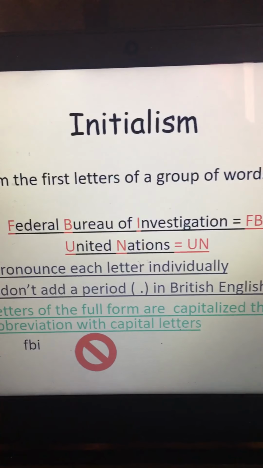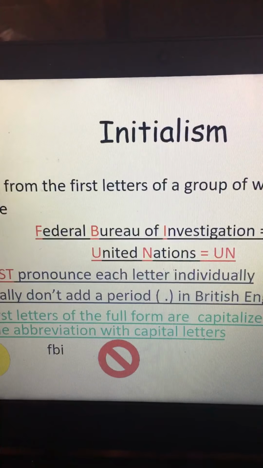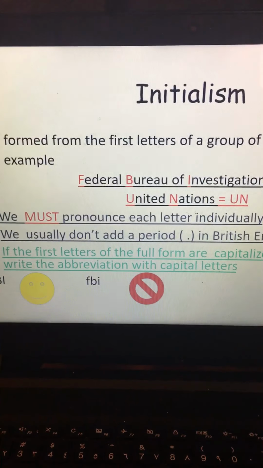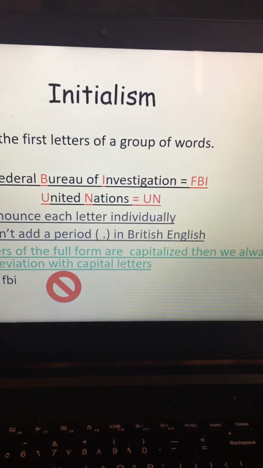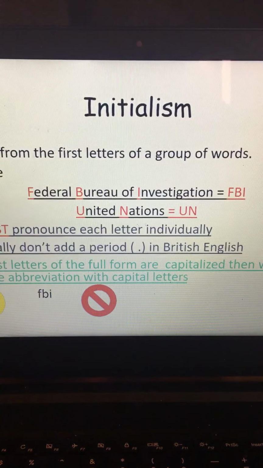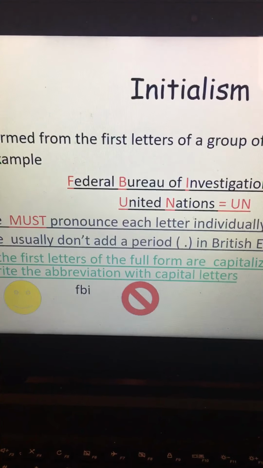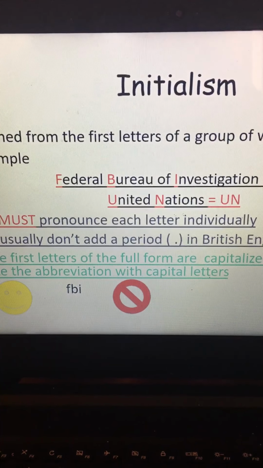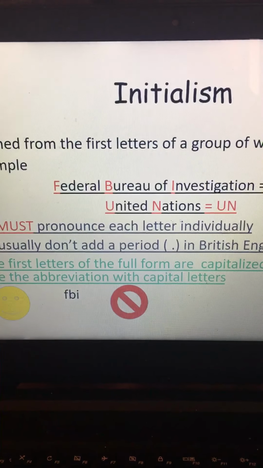UN represents the first letters of the phrase United Nations. Keep in mind to pronounce each letter individually. FBI, UN. As for the periods or full stops, in British English, we do not usually add a period after the abbreviation. While in American English, it's a question of style, so it's possible to use periods in initialism.